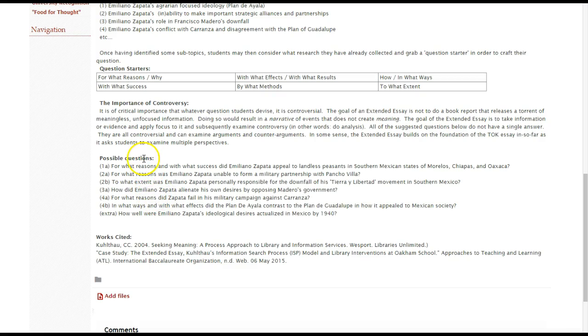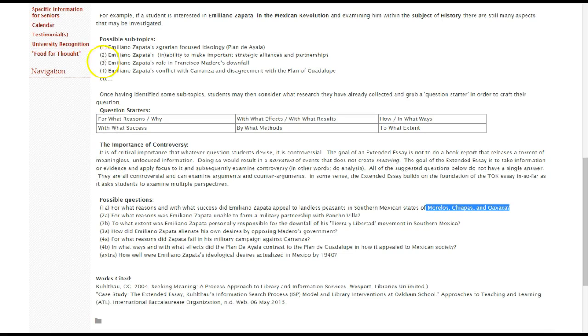So, again, it's maybe not really important to read all of these questions to the listeners, but it's important to think that they're very focused. For example, the first one: for what reasons and with what success did Emiliano Zapata appeal to landless peasants in the southern Mexican states of Morelos, Chiapas, and Oaxaca? It's very focused because it's very regional, and it's looking at his ideology, right? Because this is 1A, so it was focused on my subtopic one, which was all about his ideology.